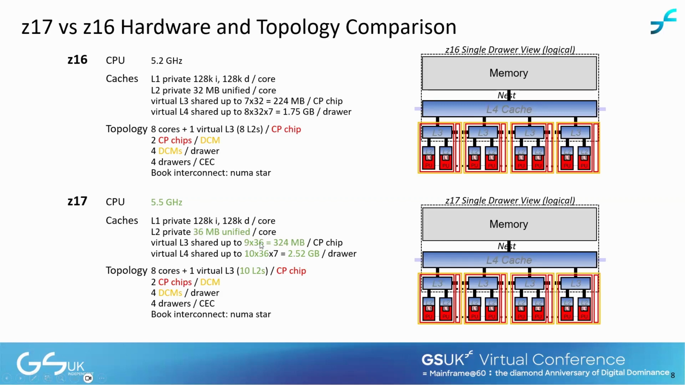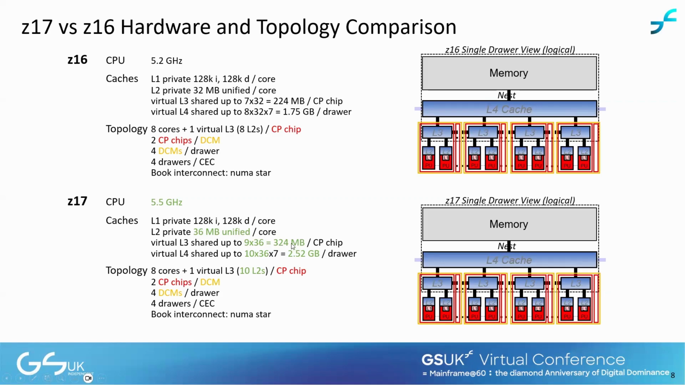The virtual level 3, since there used to be 8 level 2s on the chip, and one of them is dedicated to the core as its physical level 2, at least primarily, that leaves the other 7 level 2s to serve as the virtual level 3. So that would be 7 times 32 megs to get 224 on Z16. Well, you do the same. We have 10 total, less the one that's dedicated is 9. And then instead of 32, they're all 36. So the level 3 went up significantly from 224 megabytes to 324 megabytes on the chip.